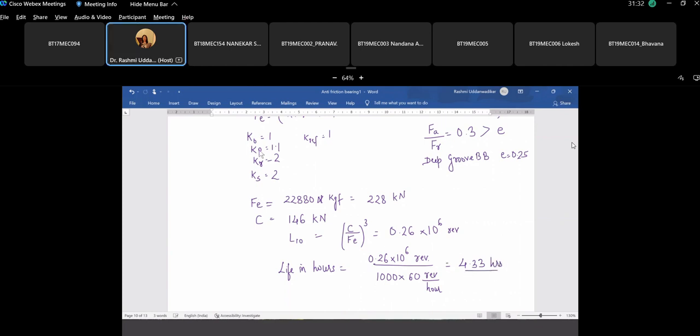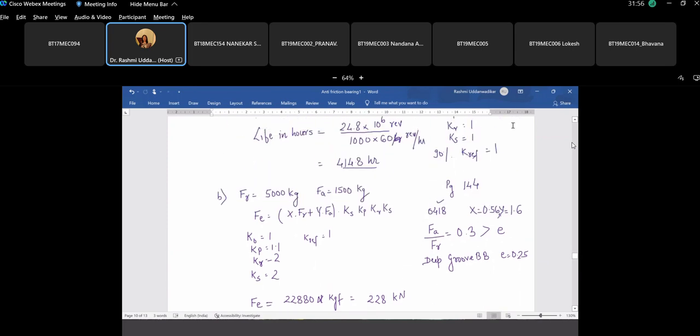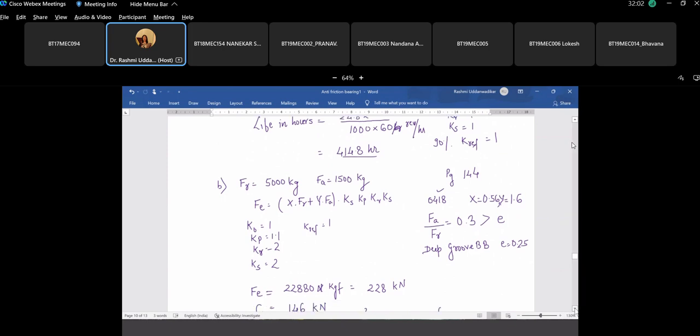So this is an extreme condition where with preloading, with outer and inner races both rotating with moderate shock, the life of the same bearing for same amount of radial load with little more axial load reduces from, what was the value here in hours, 414 hours to only 4 hours, which means this is going to fail only after 4 hours of continuous operation with this much service conditions. Only within 4 hours this will fail.